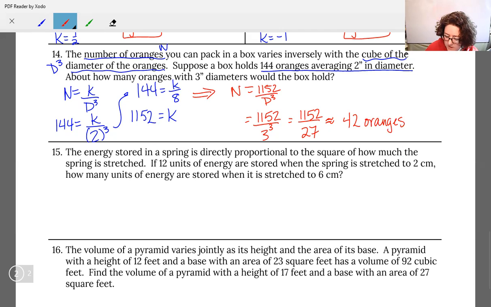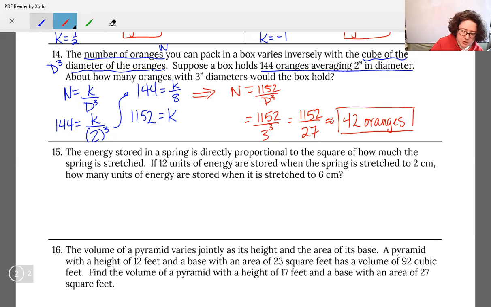Same thing when we're dealing with any problems that ask how many people, you can't have a partial person because people are their own entity, a single person. So we always tend to round down in that case.